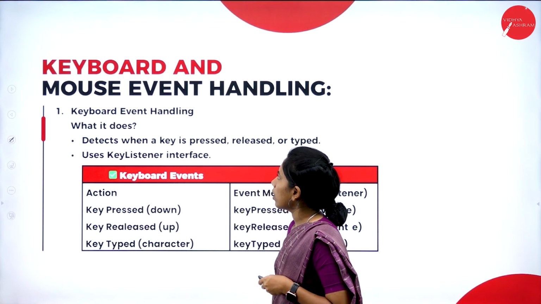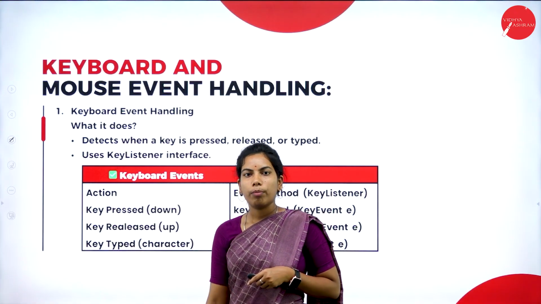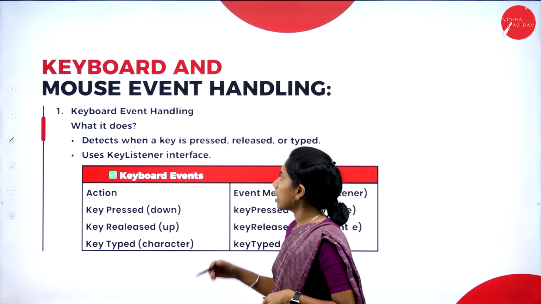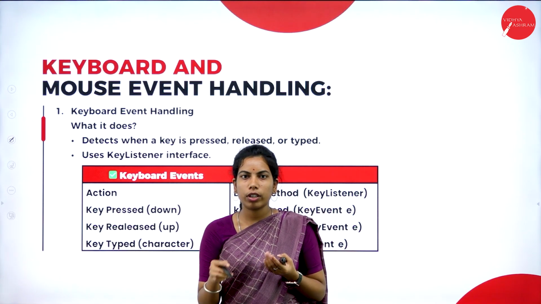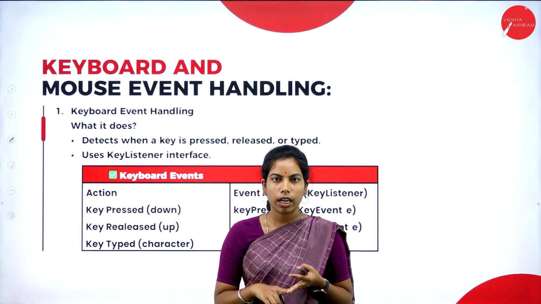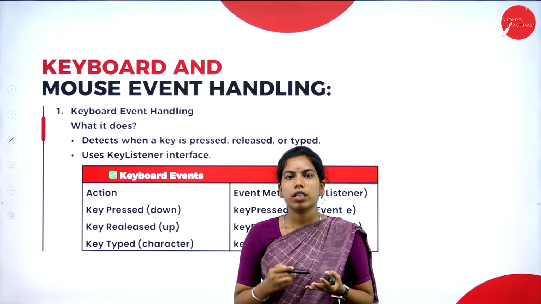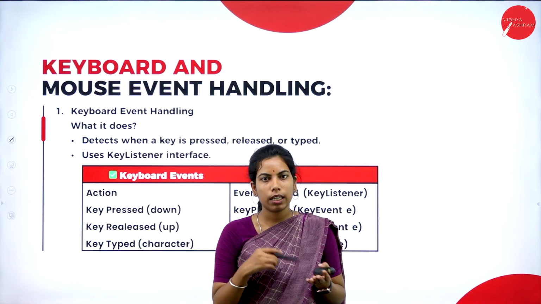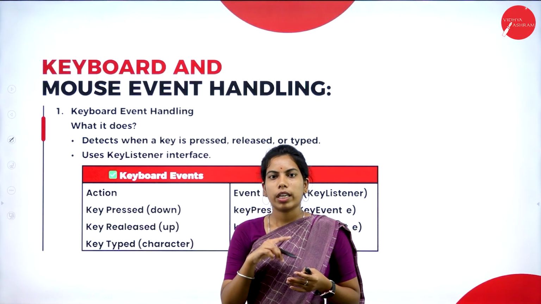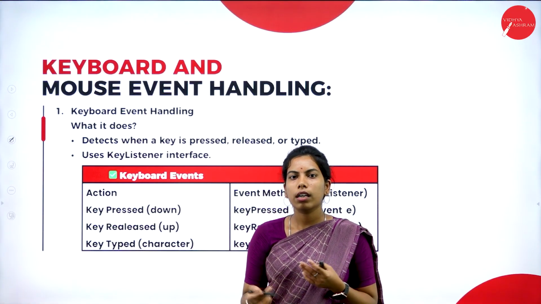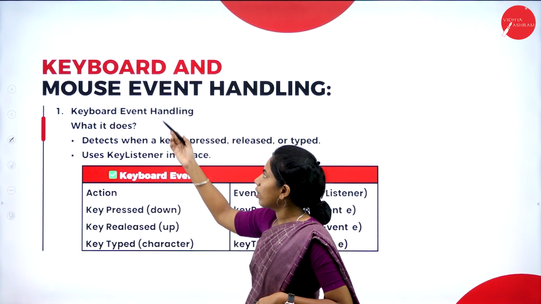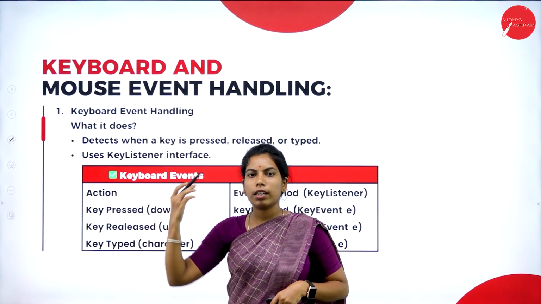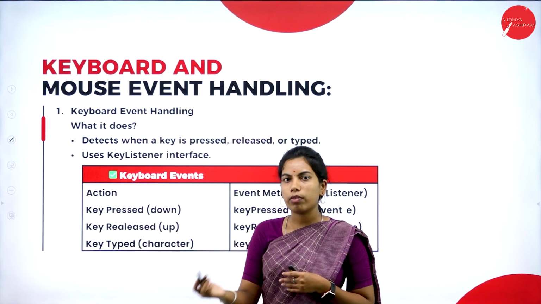So next we can see keyboard and also mouse handling. So what exactly is the keyboard? The keyboard is nothing but you can type and also enter anything, right? What about the mouse? It can be clicked, right-clicked, left-clicked, and also we can select content through the mouse, right? So what are the events that occur in the keyboard and what are the events that occur in the mouse? Let's see one by one.